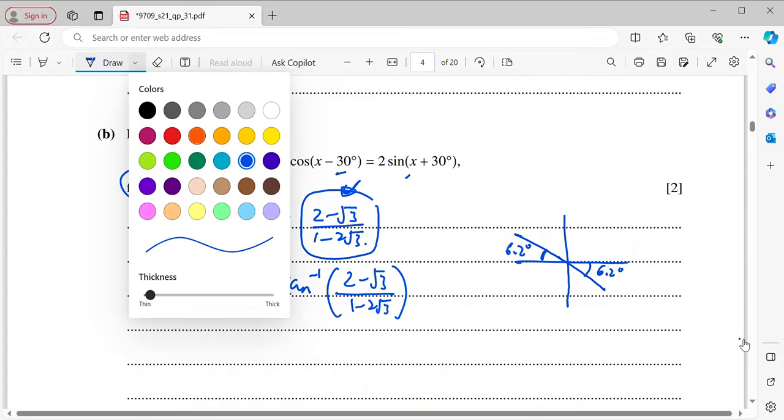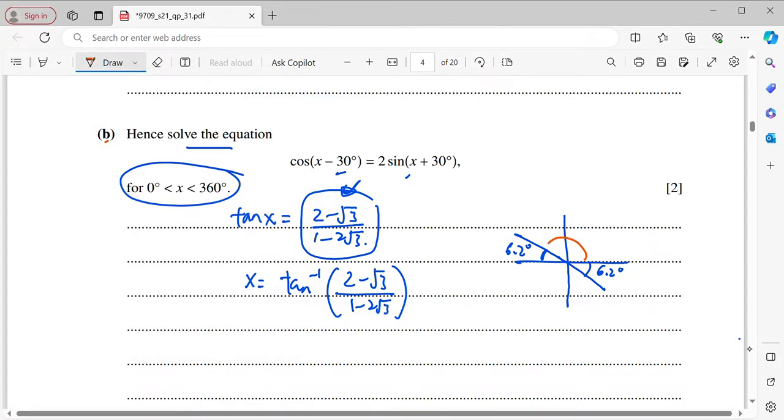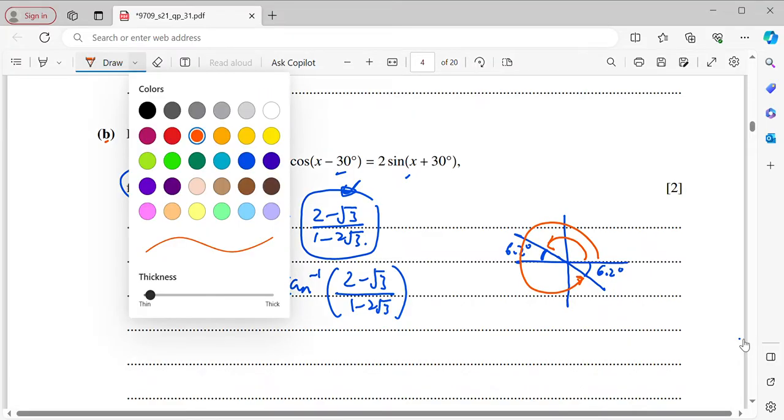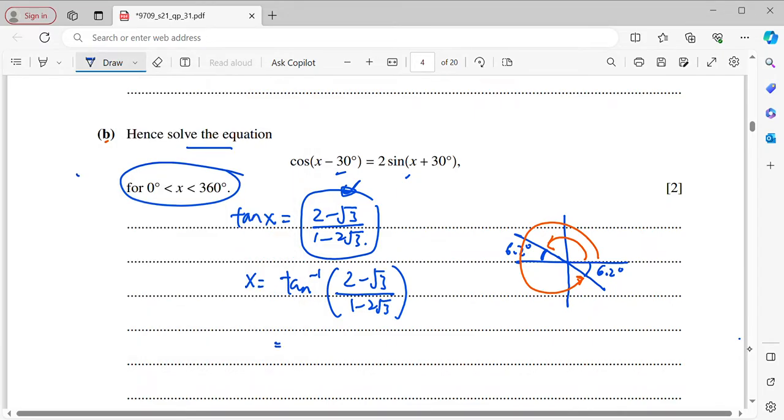But our angle is counted from the first quadrant. This is our first angle. And the second angle is the major angle, the bigger angle. Therefore, from here, I will write this is basically 180 degrees minus 6.2 degrees. And the second angle is going to be 360 degrees minus 6.2 degrees. Then at last, you will be getting 173.8 degrees and 353.8 degrees. Okay, so that's the solution B.